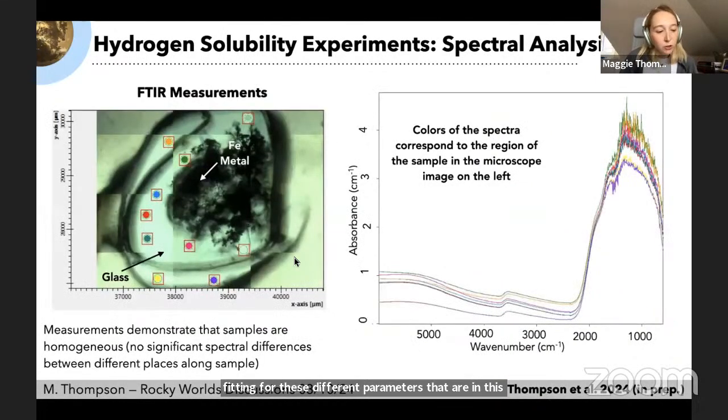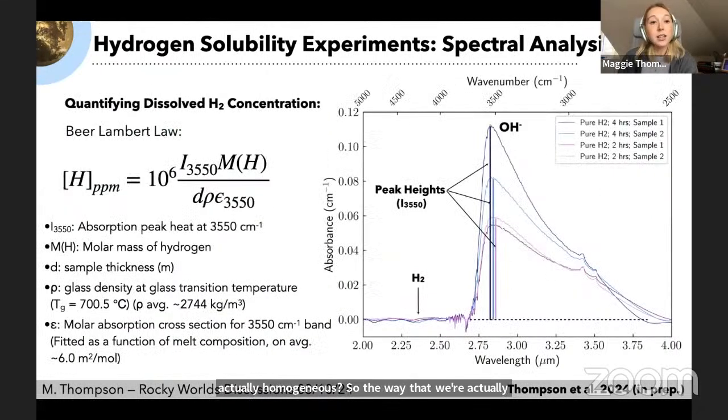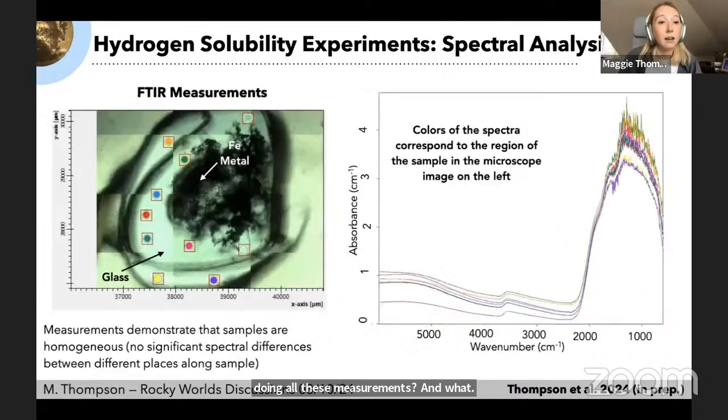And so another thing you might be wondering is, okay, you have this glass, are you just taking one spectra that's sort of averaged over the whole thing? How do you know that the sample is actually homogeneous? So the way that we're actually doing all these measurements, each line here that I'm showing you is actually an average of a bunch of different points along our sample. So we're using an FTIR microscope for these measurements. This just allows you to take much higher resolution measurements at different points along your sample.